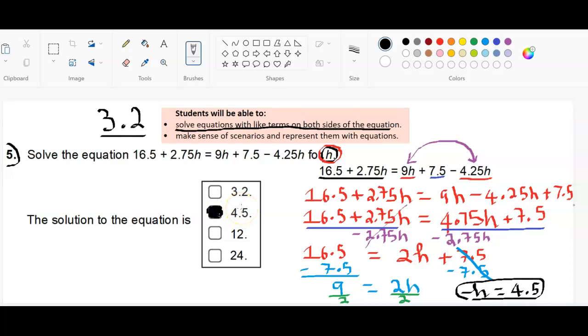Okay guys, that is taking care of 3.2, and I'm also going to share a video on how to solve this kind of equation using making sense of the scenario, where we're talking about real world problems. Okay, and we have to write up the equation first before we solve for the equations. All right.